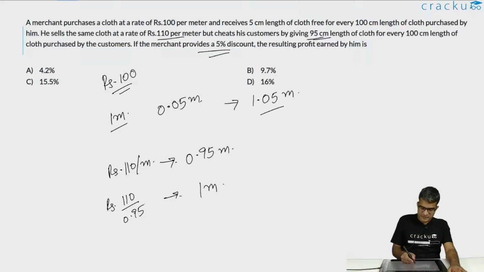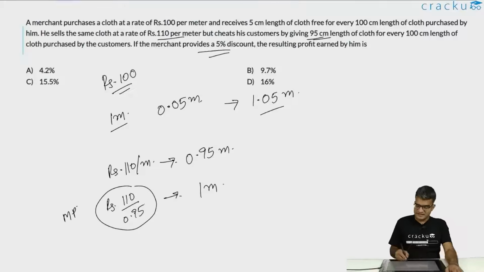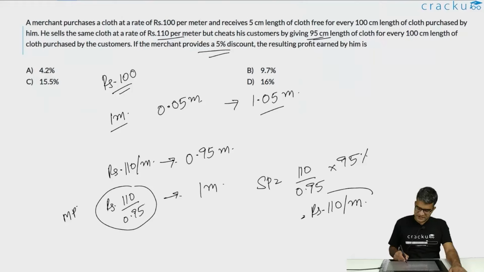Now the merchant provides a discount of 5%. If this is the mark price, the selling price will be mark price times (1 minus discount). So that is equal to 110 divided by 0.95 times 95%, because he is providing a discount of 5%. This is equal to rupees 110. So the actual selling price is 110 per meter.